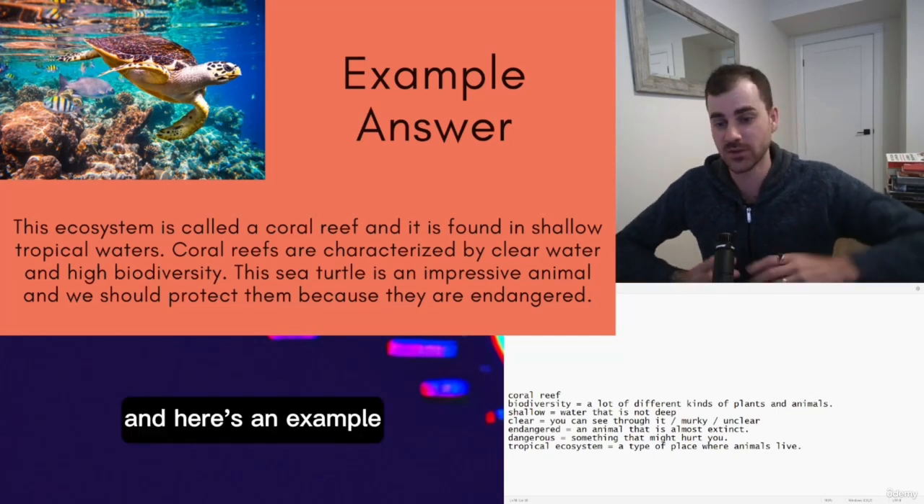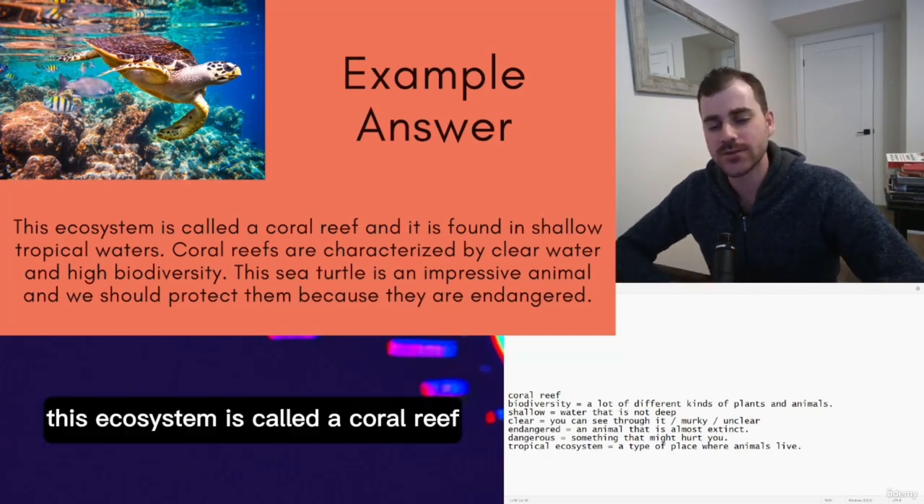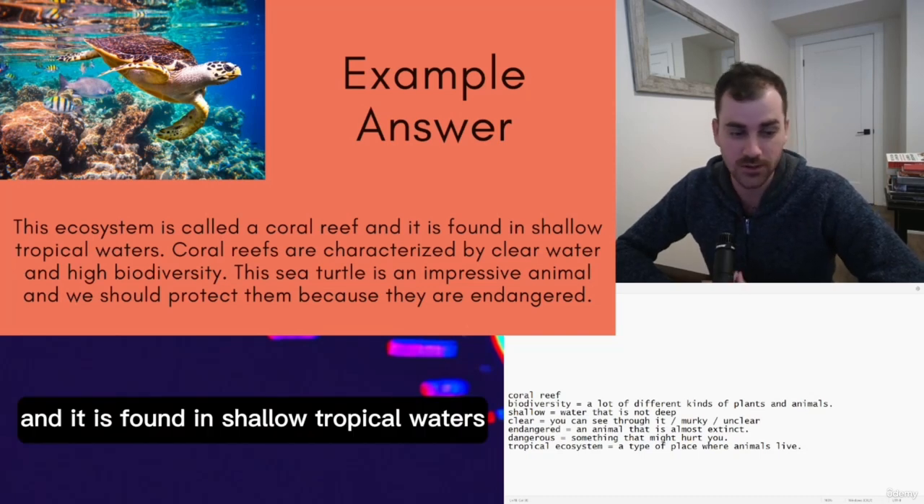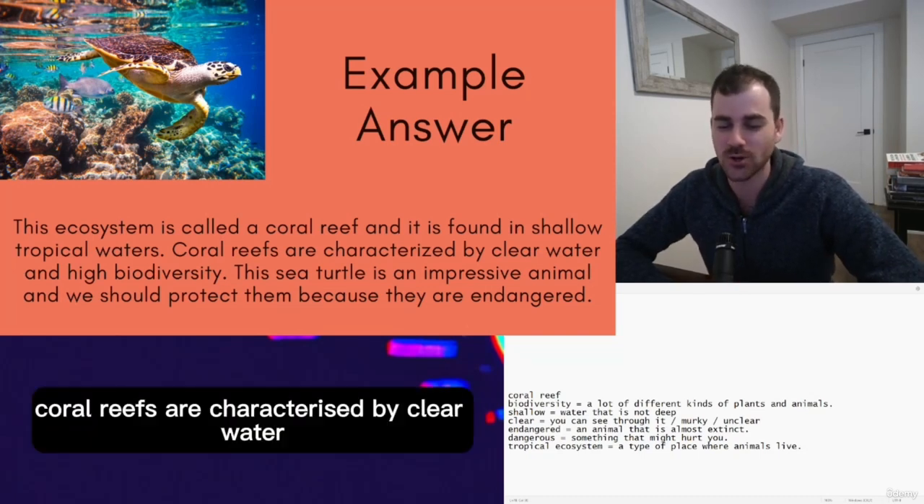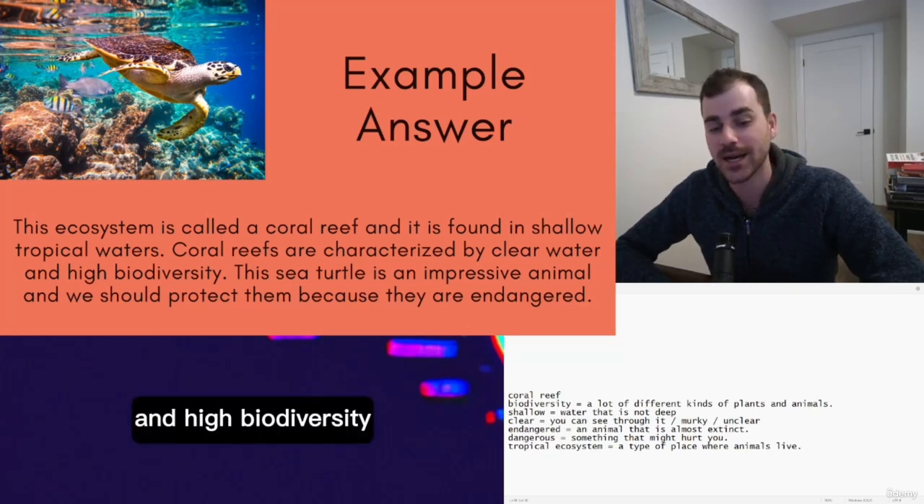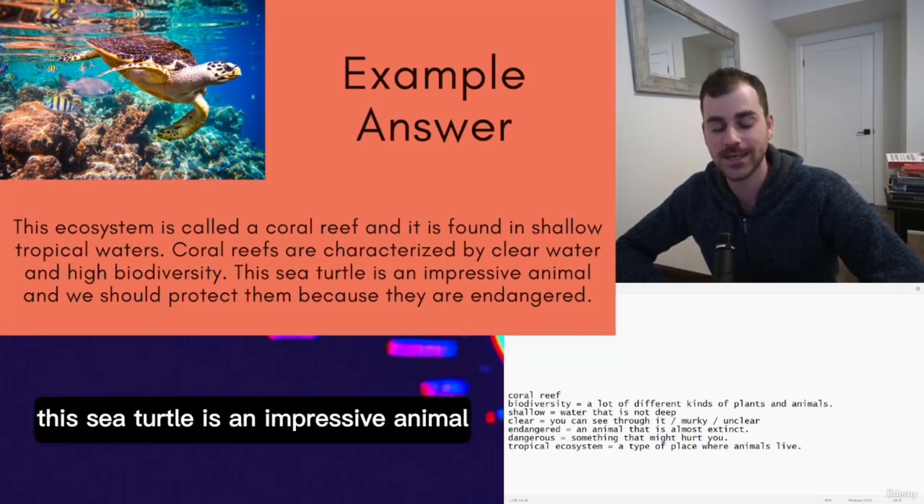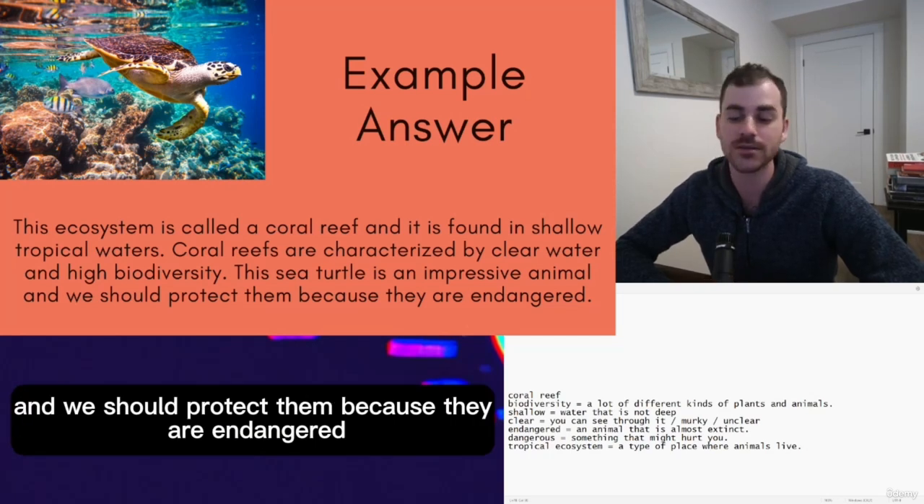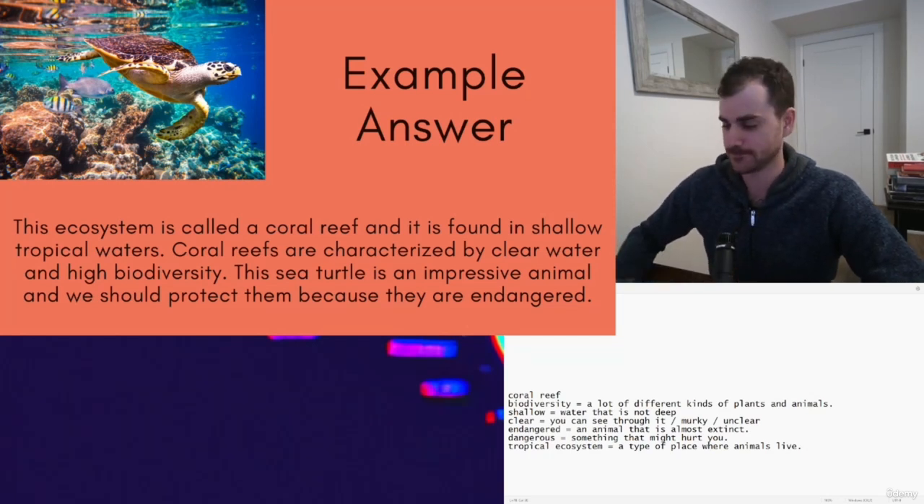And here's an example answer. This ecosystem is called a coral reef, and it is found in shallow tropical waters. Coral reefs are characterized by clear water and high biodiversity. This sea turtle is an impressive animal, and we should protect them because they are endangered.